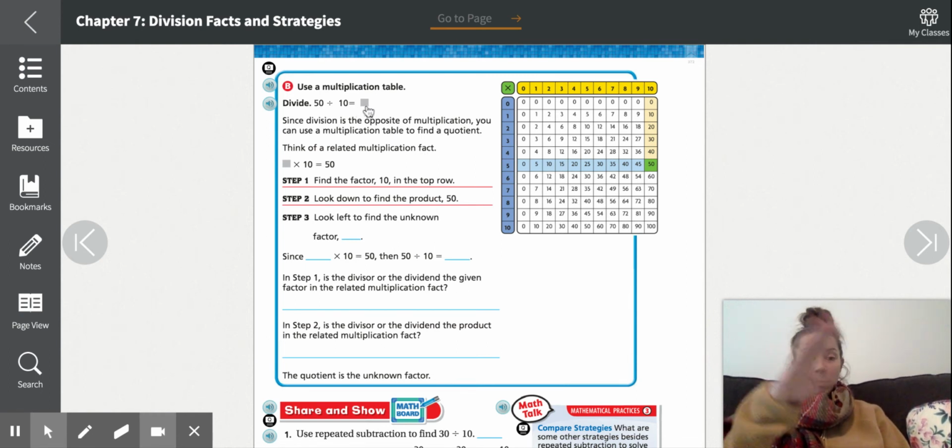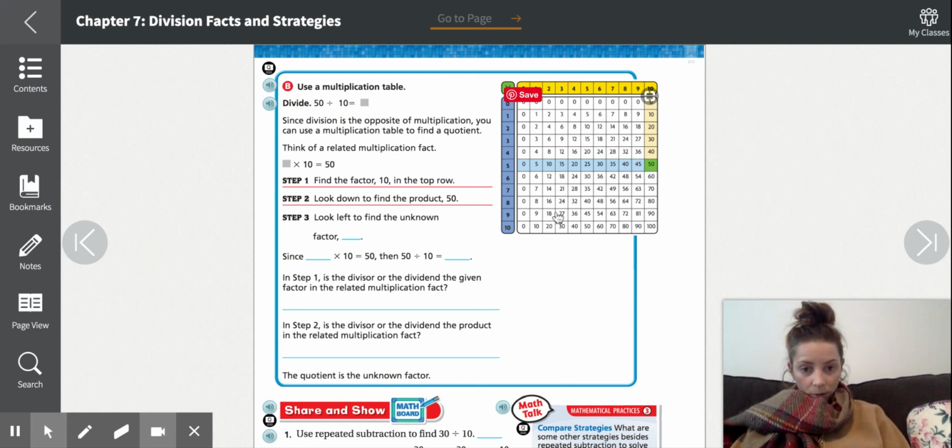And I flip it around to make it a multiplication fact. So the box would go at the beginning times 10, and the 50, which is the total, goes at the end in multiplication. So what do I multiply by 10 to equal 50? Well, if I want to use the multiplication chart, I know 10 is one of my multiplication factors. So I'm going to find the factor 10 in the top row right here. Okay. Then I'm going to look down to see where 50 is as a product.